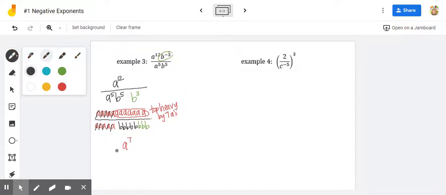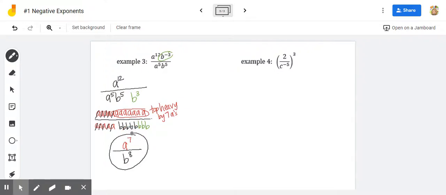And then let's talk about the b's on the bottom of our fraction. So since our b's are all together in the bottom, all we have to do is now write this with the same base of b. But what is the new power on the b? How many of them are there? And I'm hoping you guys will tell me b to the 8th power, because 5 and 3 make 8.